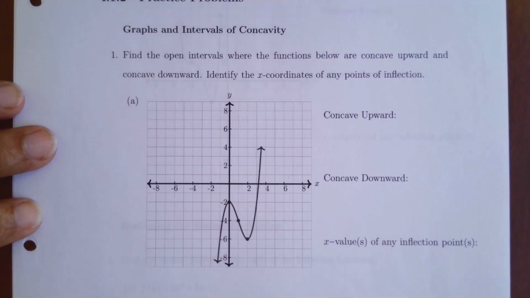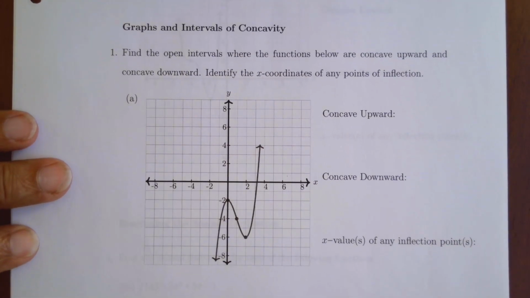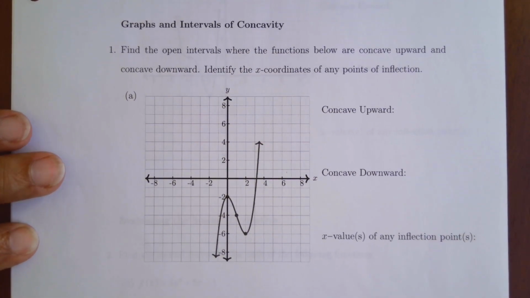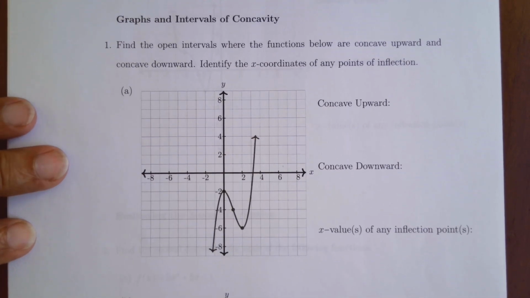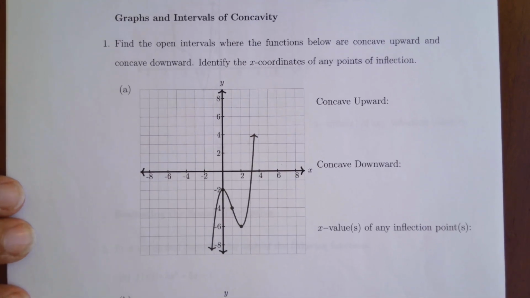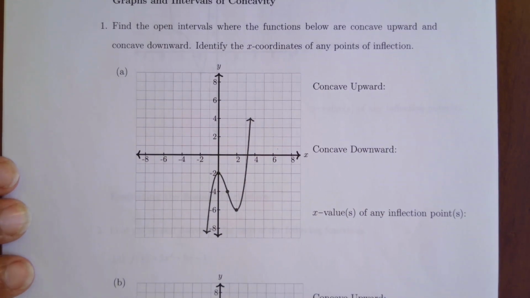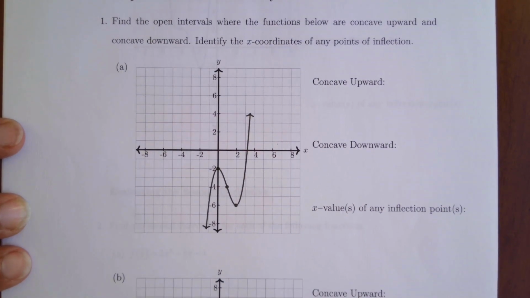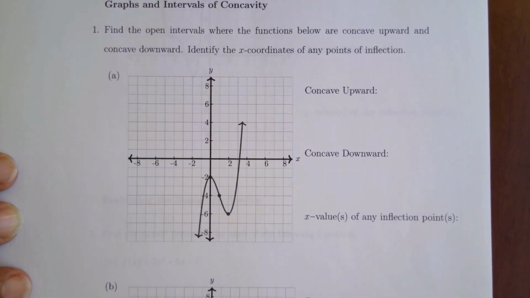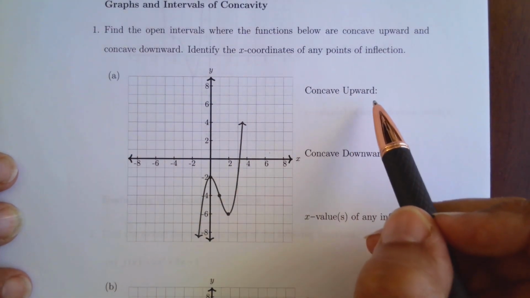All right, so we're going to start today by looking at the graphs and just identifying what intervals the graph is concave up and where the graph is concave down, and any values of x that are inflection points. So let's look at 1a. Let's talk about concave up.